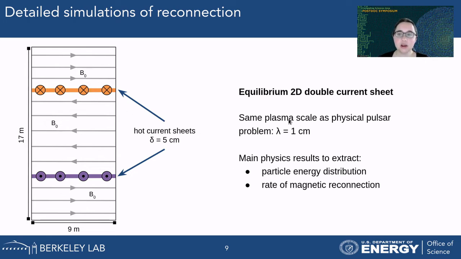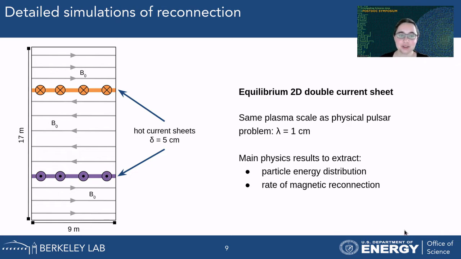The plasma here has the same scale as the physical pulsar problem, which is a relevant length scale of about 1 centimeter, and the current sheets are somewhat larger than that with a thickness of 5 centimeters. The box is about 10 meters by 20 meters, and it's worth noting that this is about the size of a single cell in the largest pulsar simulations.